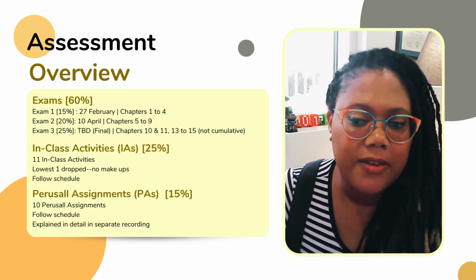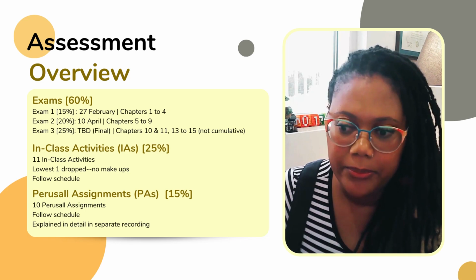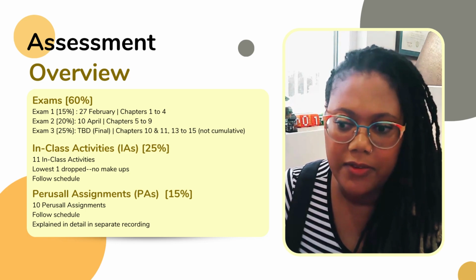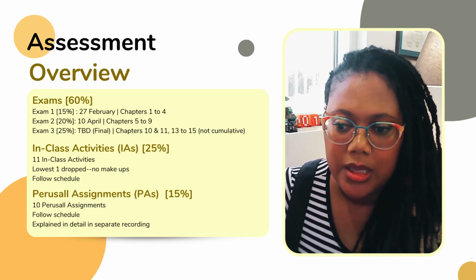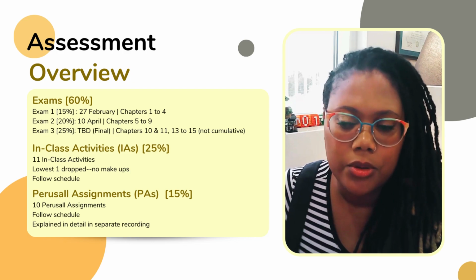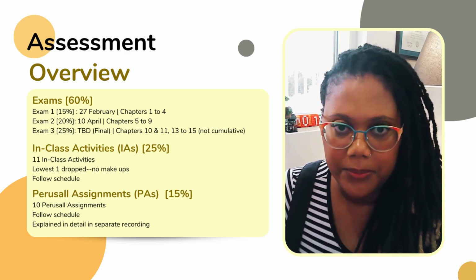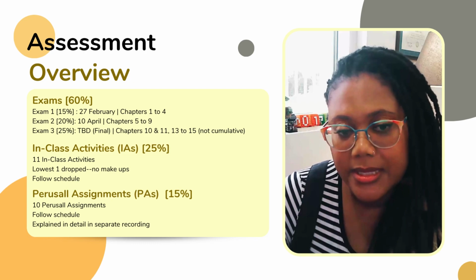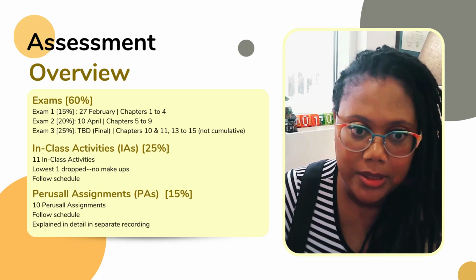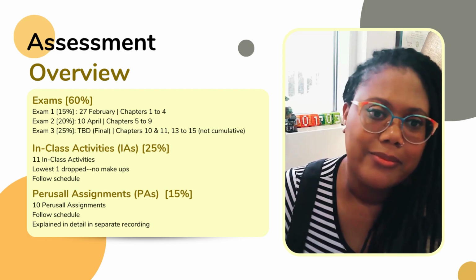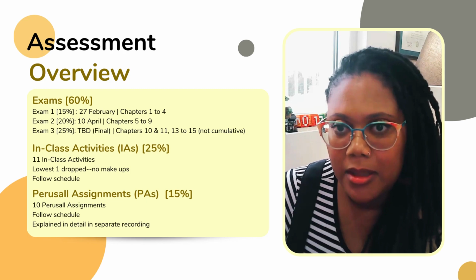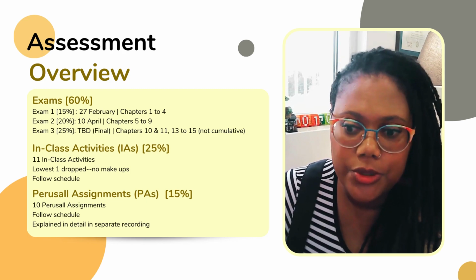For the in-class activities, these are nearly weekly in-class writing assignments, and you'll have 11 of these that are given on the schedule already. So in lieu of providing makeups, I actually drop your lowest in-class activity. So if you miss one and you get a 0 on it, no worries, because that one will be dropped. If you miss more than one, well, I only drop one. If you don't miss any of them, then just the lowest grade that you have in this category will be dropped.